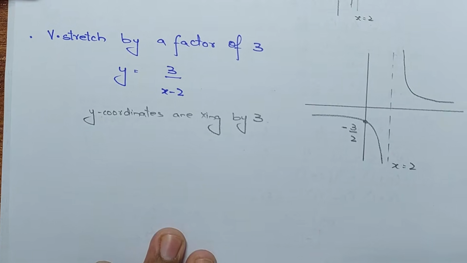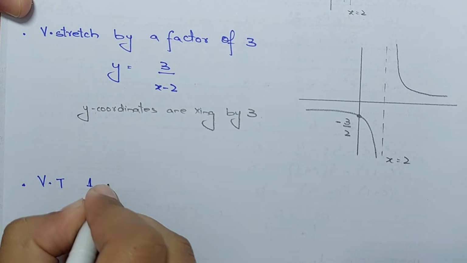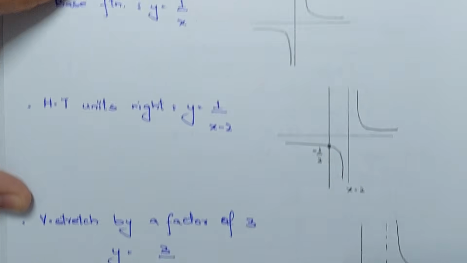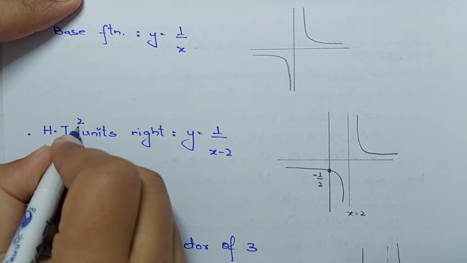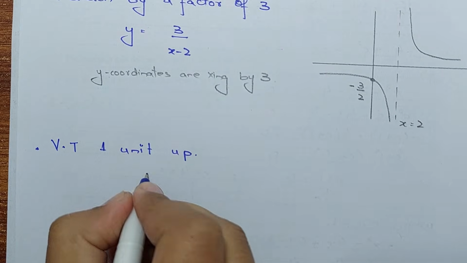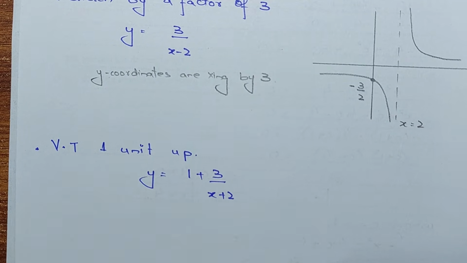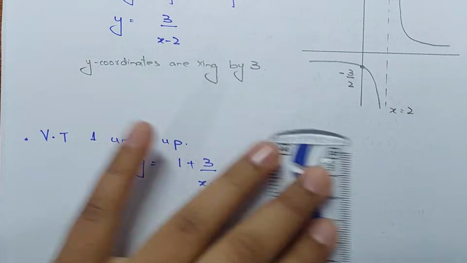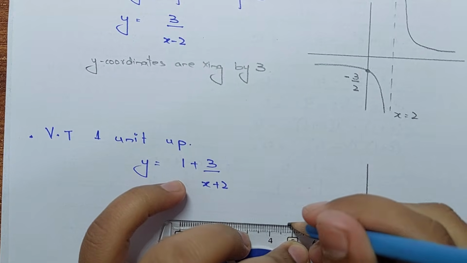Now the next thing we can see, 1 is added. We have a vertical translation, 1 unit up, and the horizontal translation is 2 units right. I forgot to write down 2 here. Now y equals 1 plus 3 over x minus 2. So we have to move everything 1 unit up. All right, this is your final graph.